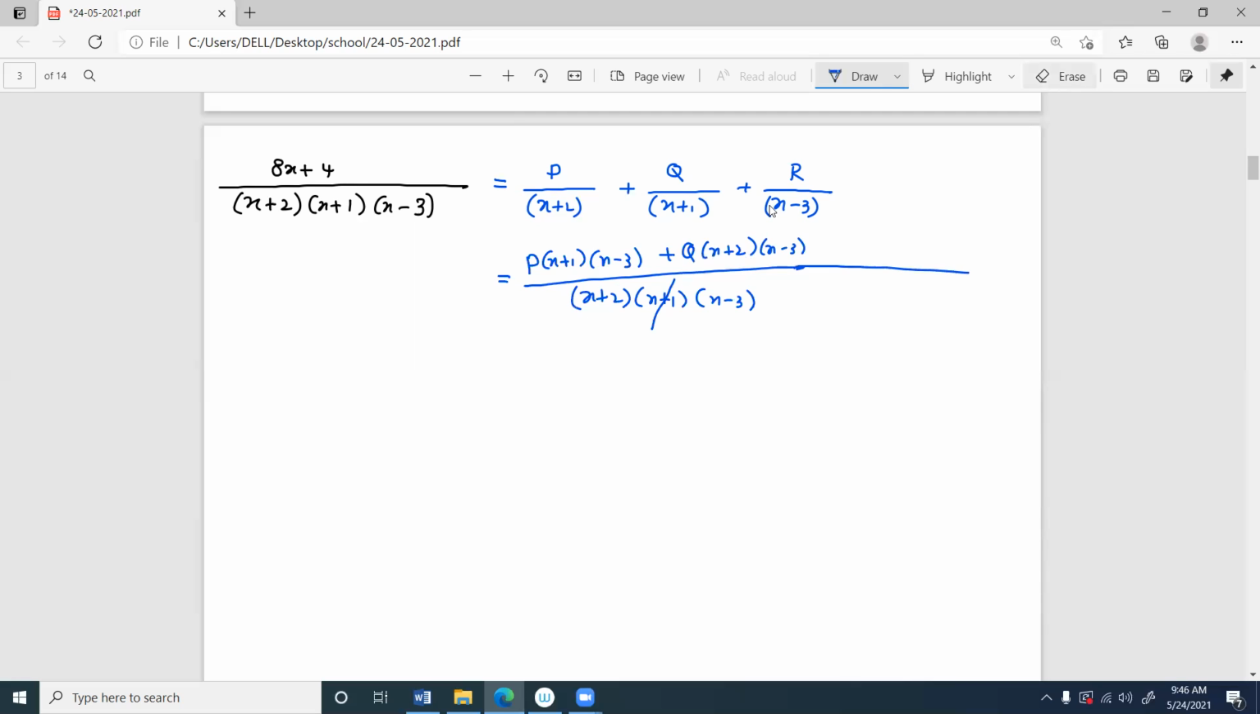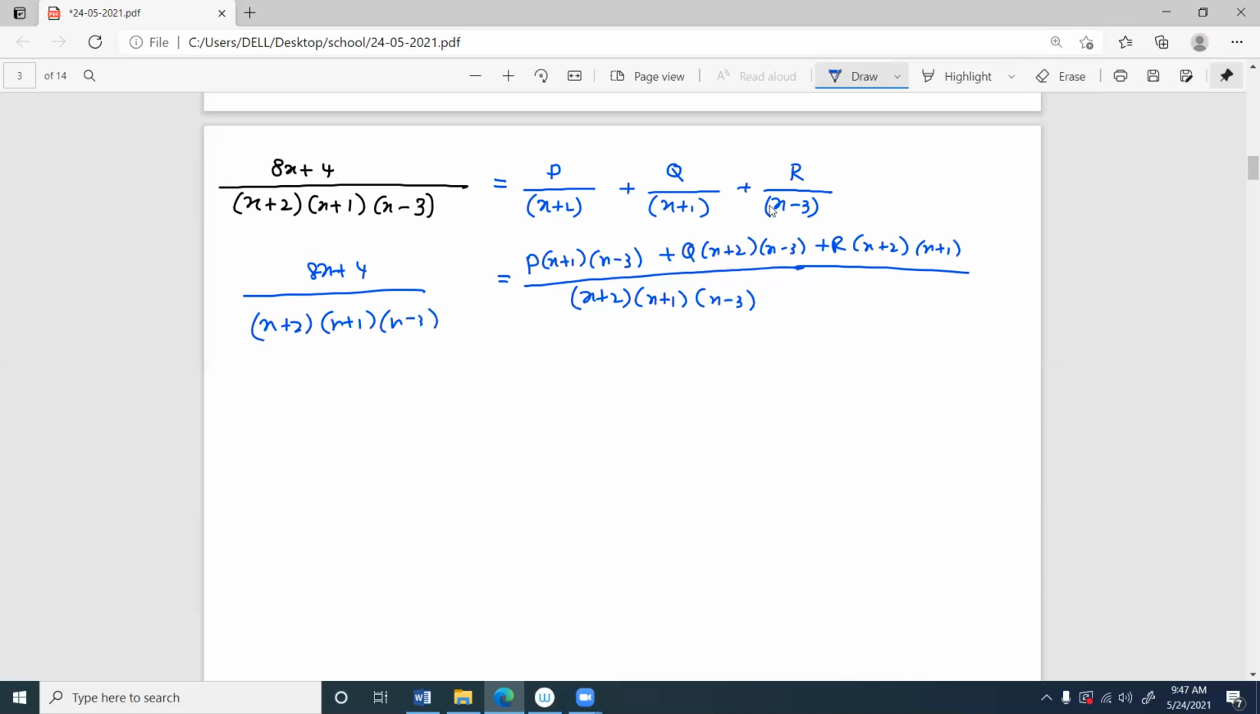Then which number will multiply with R? Cover x minus 3 from here. What are the remaining? X plus 2, x plus 1, right? Okay, so now we already wrote over here, this is similar to 8x plus 4 divided by x plus 2, x plus 1, and x minus 3, right?